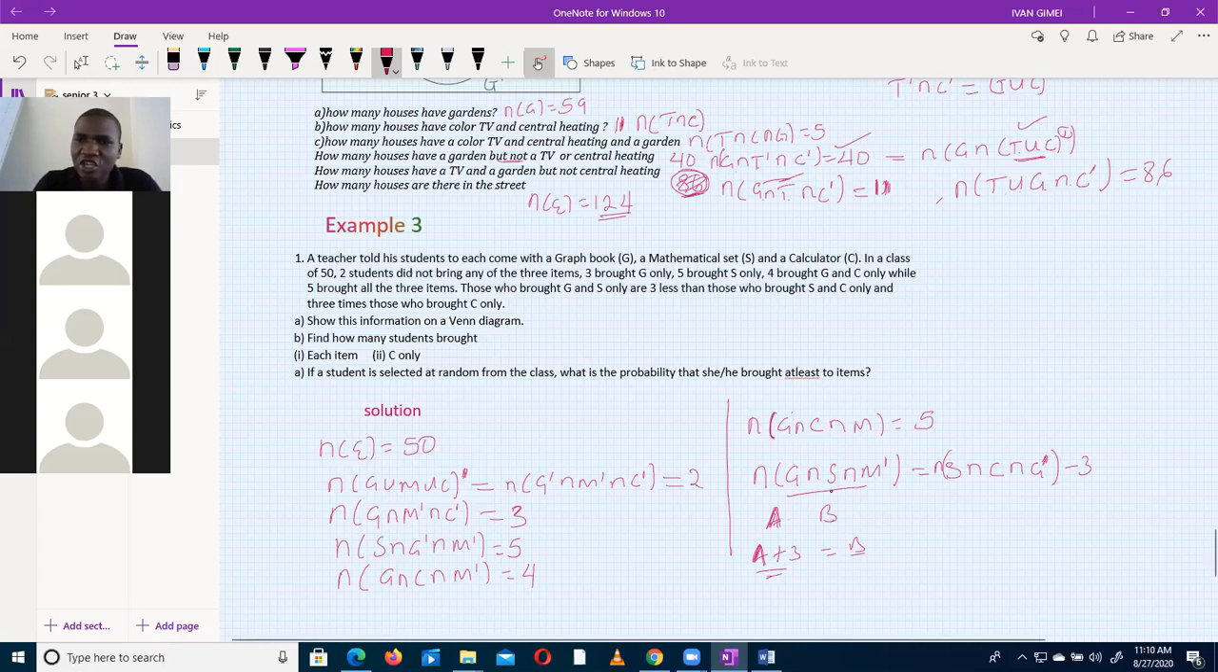So here they're saying G and S only is 3 less than S and C only. That means that if I get S and C only and subtract 3, that's going to be equal to G and S only. Does that make sense?